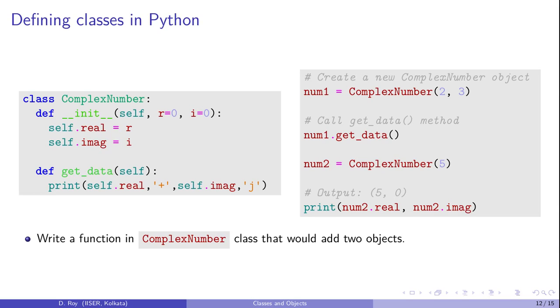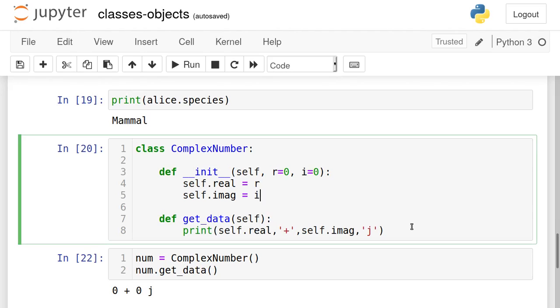Now as an exercise, I want you to write a function in this complex number class that would take two objects of this complex number class, add them, and return the result. Try it out for yourself, pause the video, and then play this video again to see how I have written the code.